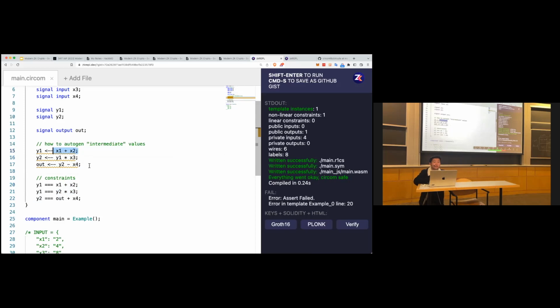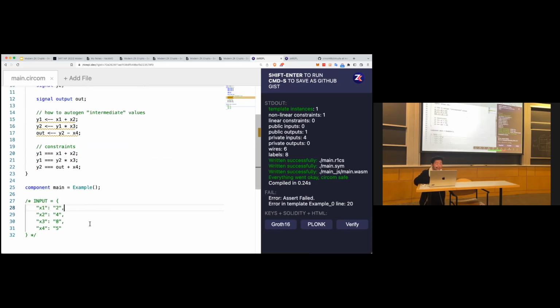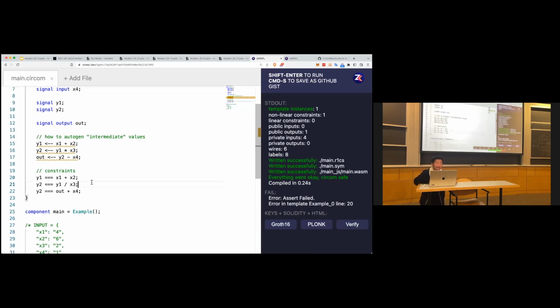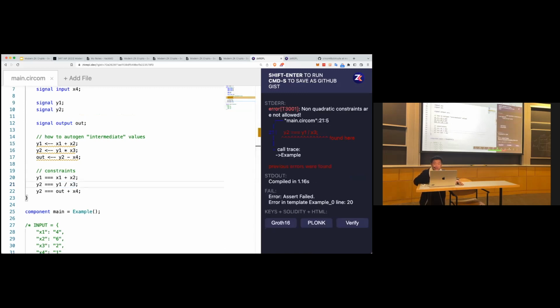And there's a syntax also for making these functions that basically look like regular code in the regular programming model. In particular, if we tried to do this, and let me just write out 4, 6, 2, 1. If we try to use a division operator in a constraint, I'm going to get some error which basically says non-quadratic constraints are not allowed. Only operations with plus and times are allowed. So to constrain a division, I am going to have to do this.